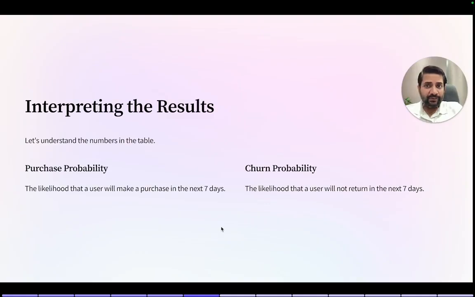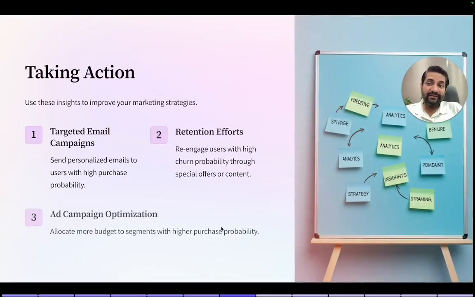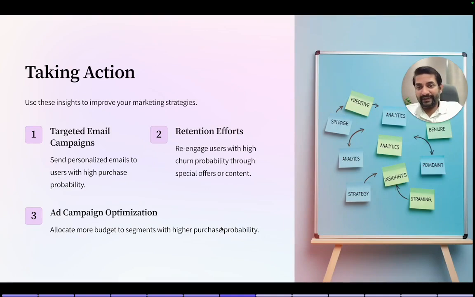Once you are through with this, you will be able to look at the audiences that have the likelihood that a user will make a purchase in 7 days, or a churn probability, which is the likelihood that a user will not return in the next 7 days. Based on this, you can send personalized emails to users with high purchase probability. You can re-engage users with high churn probability through special offers or content. You can allocate more budget to segments with higher purchase probability.